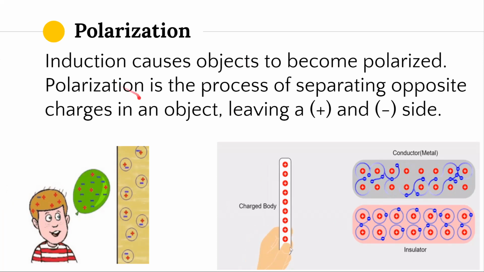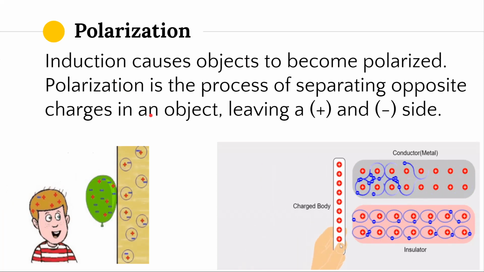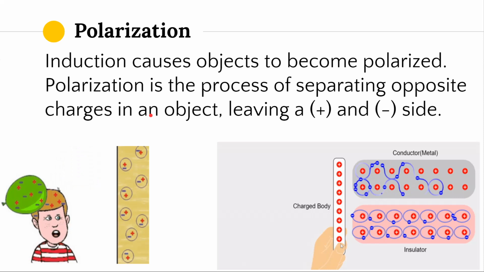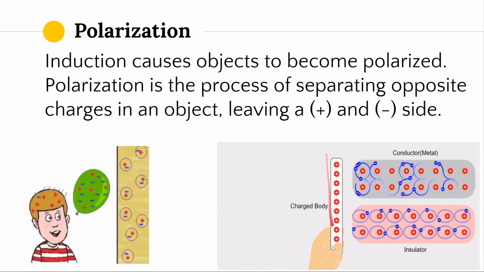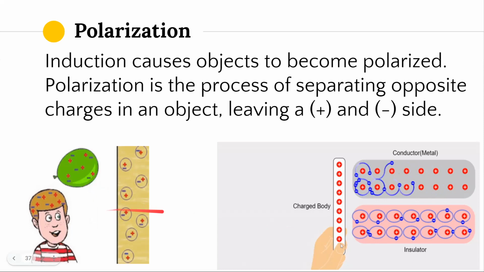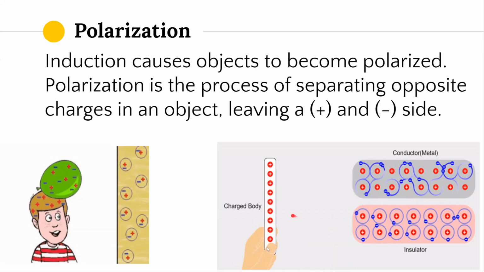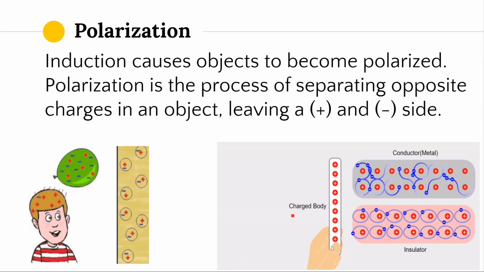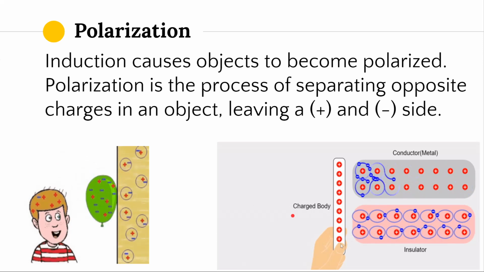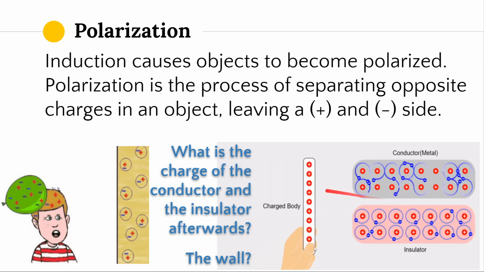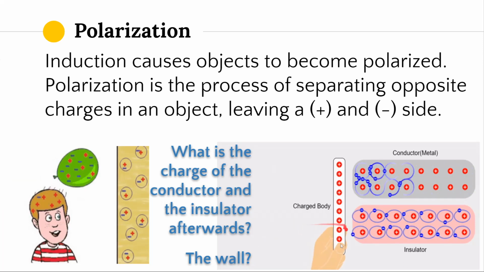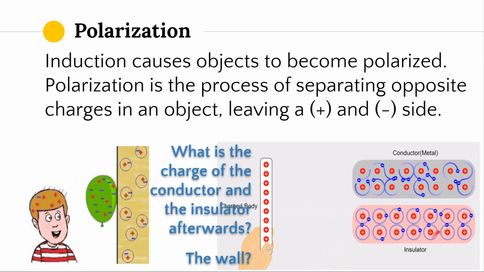Okay, this actually takes a couple of steps to charge something by induction. So step one is to bring a charged object like this rod or like this balloon near another object, causing polarization. And so we get polarization in those other objects. What is the charge of the conductor and insulator afterward, if we're looking at the insulator here? Well, there has been no transfer of charge.